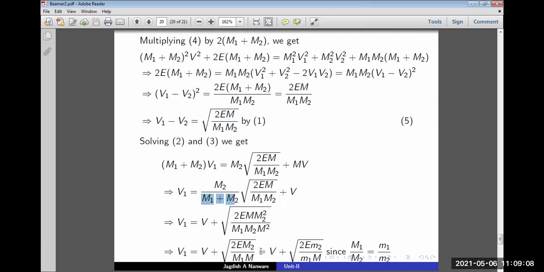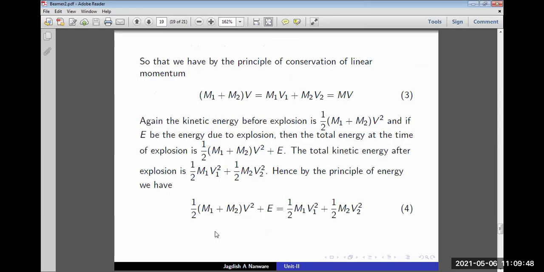So the M1 vanishes with M1, and M2 vanishes with M2. What remains is 2E m2 in the numerator and M1 into M in the denominator. Now we know that capital M1, M2 are the same as small m1 and m2, they are in proportion. Therefore you can take capital M1 as small m1 and capital M2 as small m2, and therefore this is right. So this is about the third example from unit two.